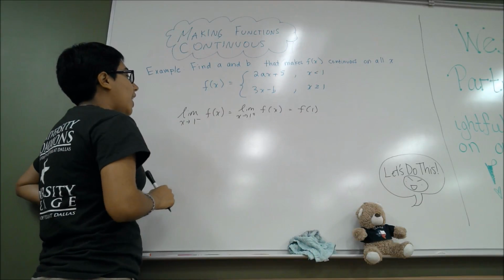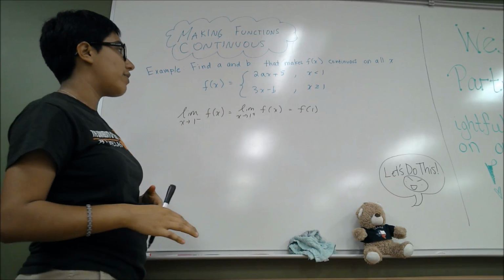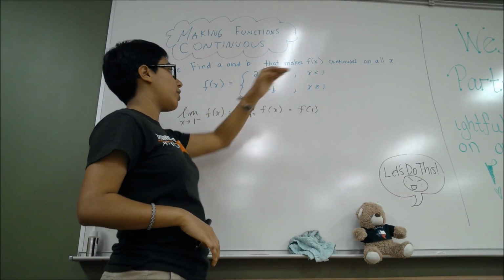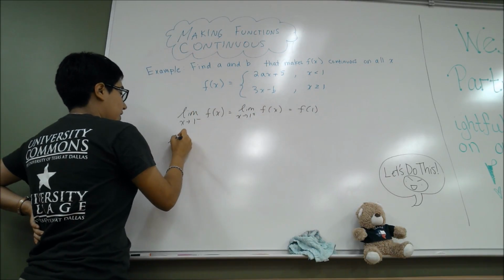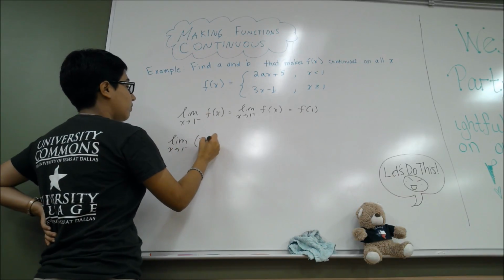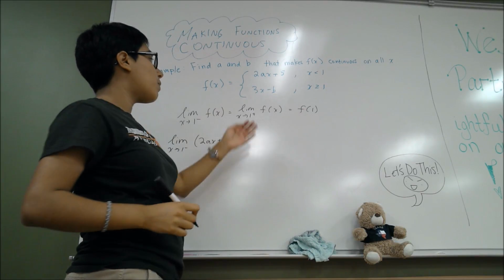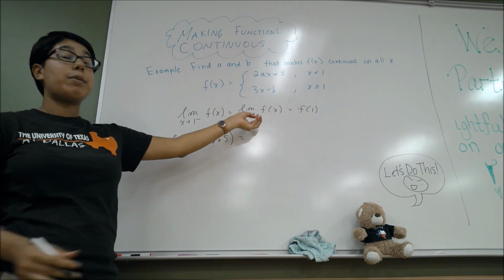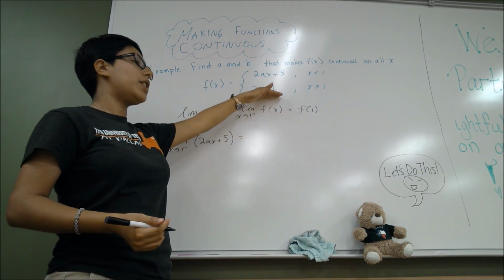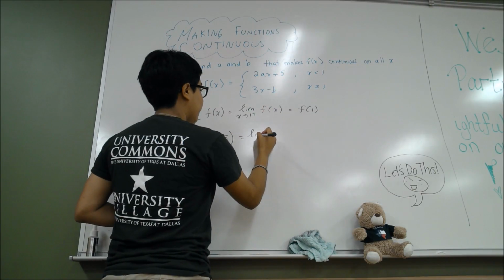So when x is less than 1, as it's approaching 1 from the negative side, we are going to be using this first equation. So let's plug that in. Alright, and then when x is approaching 1 from the positive side, we are going to be using the other part of the equation. And let's plug that in.